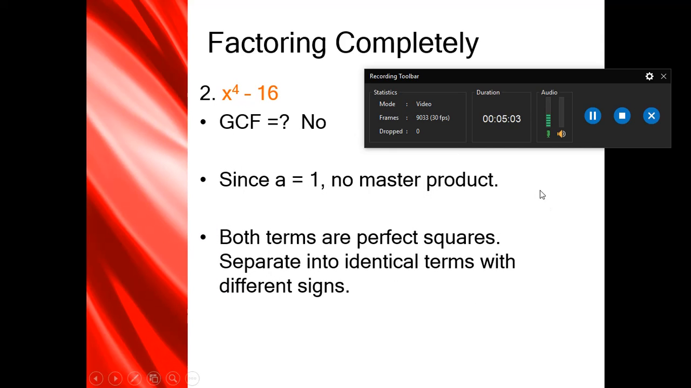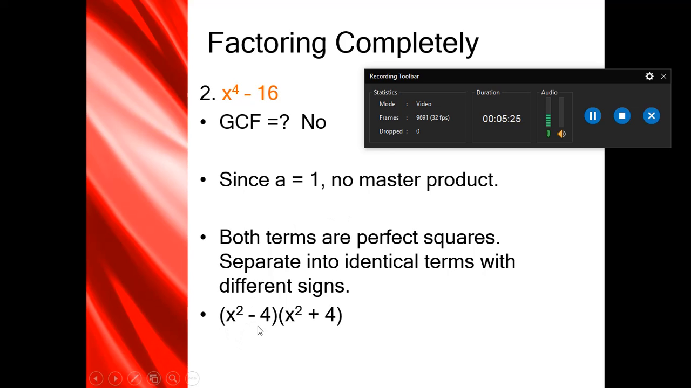Since both terms are perfect squares, I'm going to separate this into two identical binomials. They will have different signs, one positive, one negative. Remember, we're separating x to the fourth into two identical terms of x squared and 16 into two identical terms of 4. What you need to look at is what's left over.